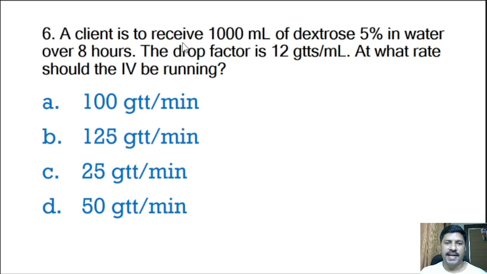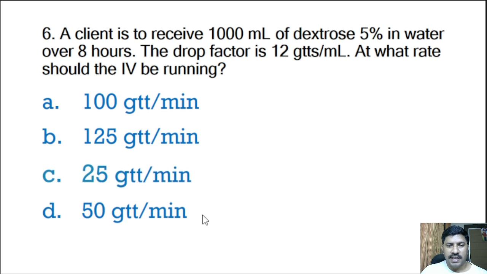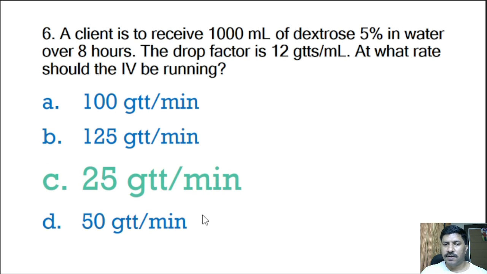Next question. A client is to receive 1000 milliliter of dextrose 5% in water over 8 hours. Here also the time is given in hours. The drop factor is 12. At what rate should the IV be running? Here we need to administer 1000 milliliter over 8 hours, so we need to convert the 8 hours into minutes, 8 into 60. Here the drop factor is 12. The options are 100 drops per minute, 125 drops per minute, 25 drops per minute, 50 drops per minute. Here the correct answer will come 25 drops per minute. We will go to the solution.